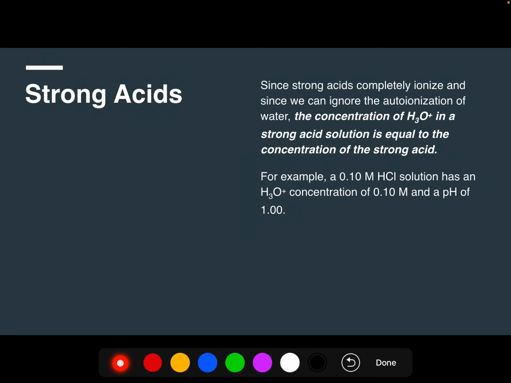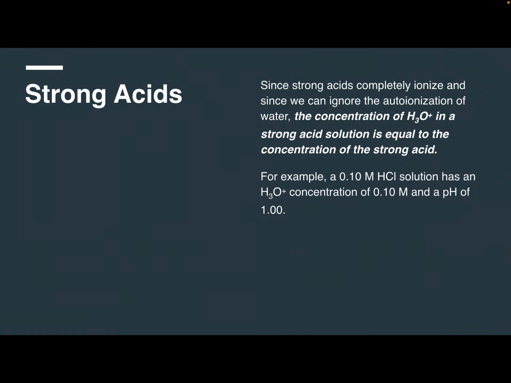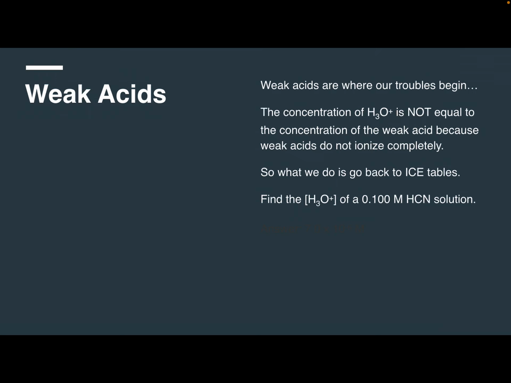Now, if you have more than one strong acid mixed together, all you got to do is add their concentrations together and you will end up with the overall hydronium concentration. You can take the negative log of that. So not that difficult. Weak acids, though, are a little bit more difficult because they do not ionize completely. So this is where equilibrium comes into play.